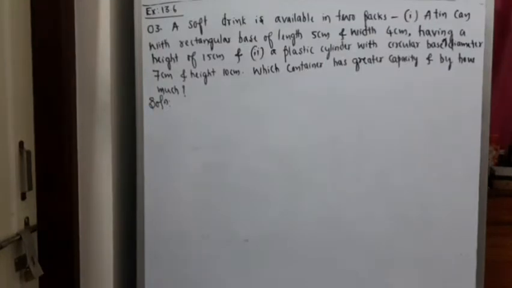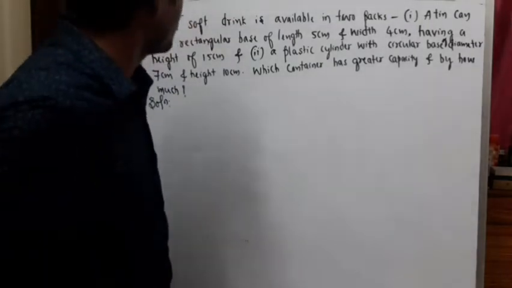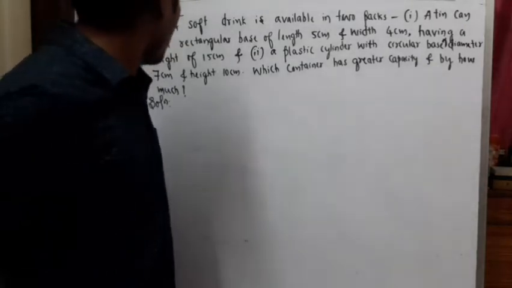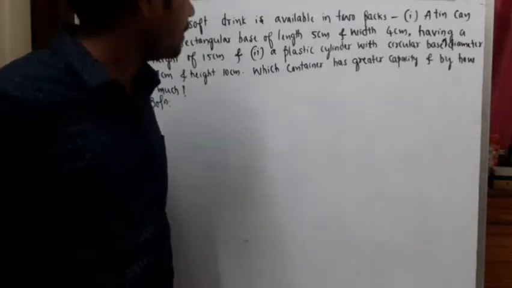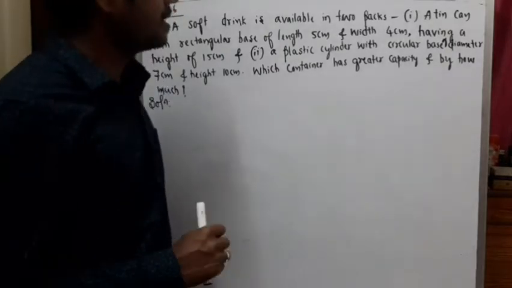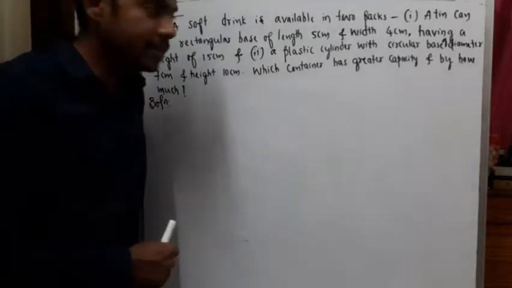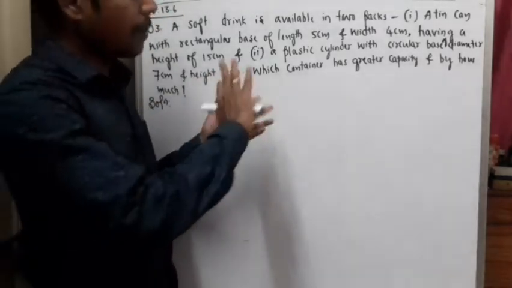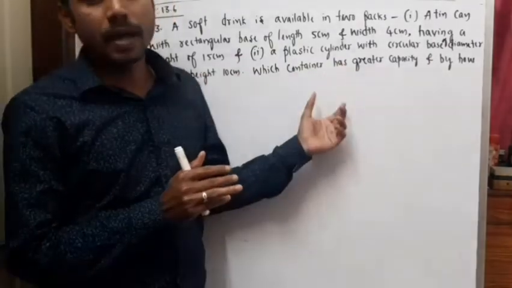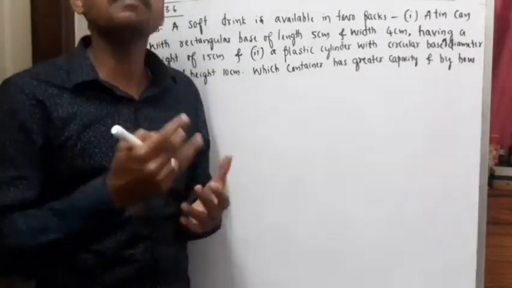So third question: a soft drink is available in 2 packs. First one, a tin can with rectangular base of length 5 cm and width 4 cm, having a height of 15 cm. There is a second container, a plastic cylinder with circular base of diameter 7 cm and height 10 cm. Now we need to compare both the containers and their capacity. We need to write which one has a greater capacity and by how much.